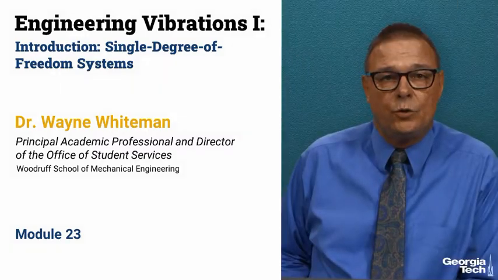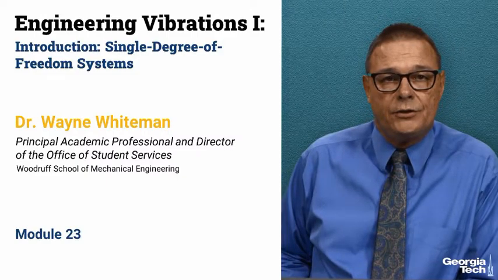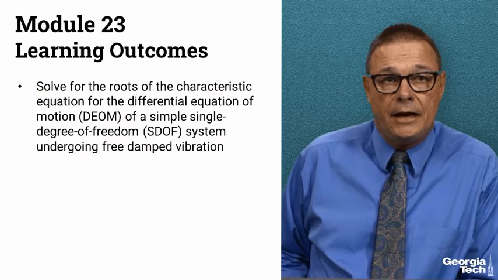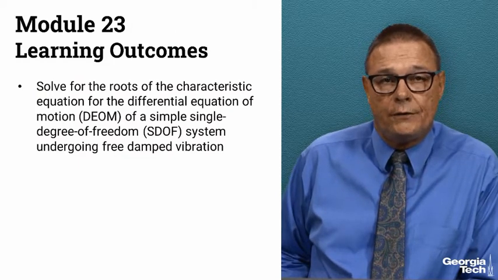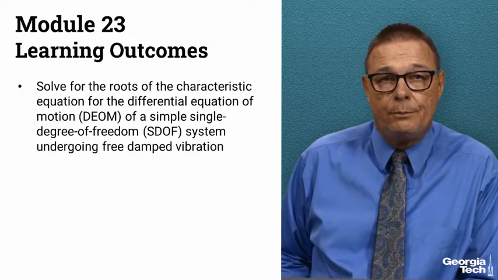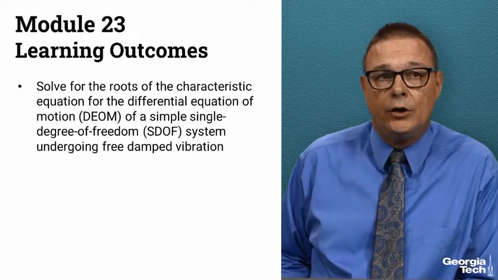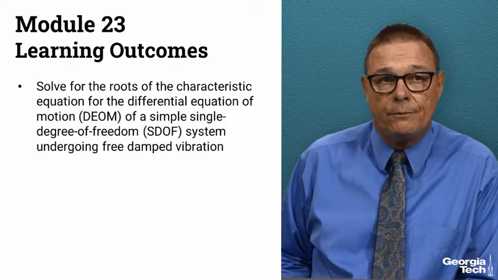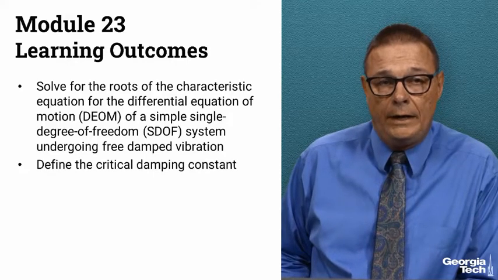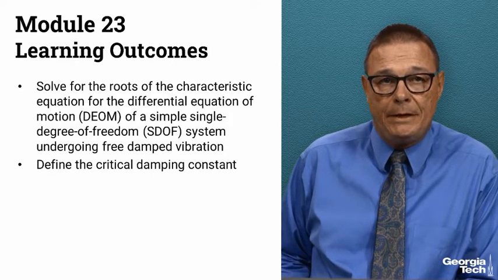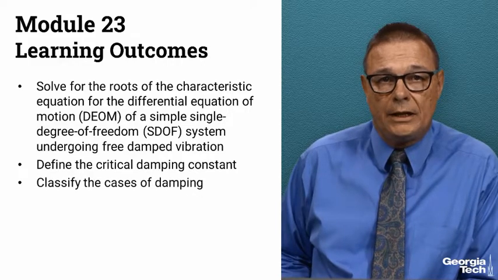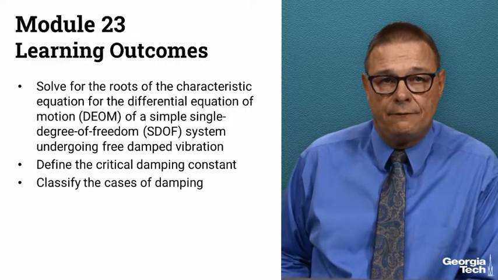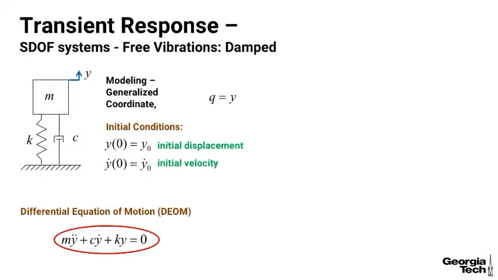Welcome back to Module 23 of Engineering Vibrations and Introduction to Single Degree of Freedom Systems. Today's outcomes are to solve for the roots of the characteristic equation for the differential equation of motion of a simple single degree of freedom oscillator undergoing free damped vibration. Then we're going to define what's called the critical damping constant, and finally we're going to classify the different cases of damping.